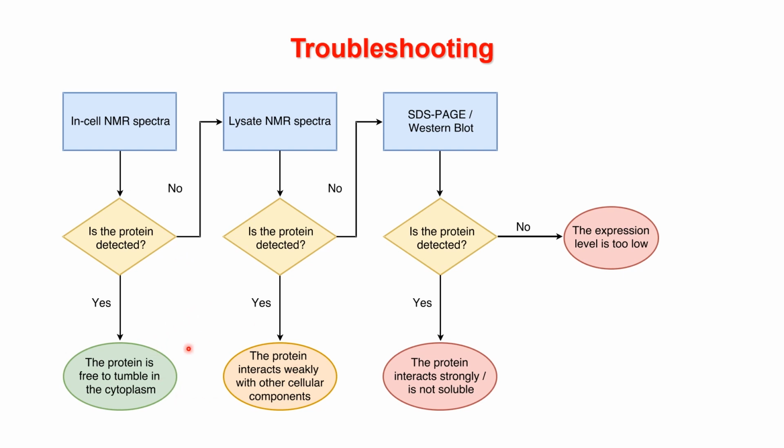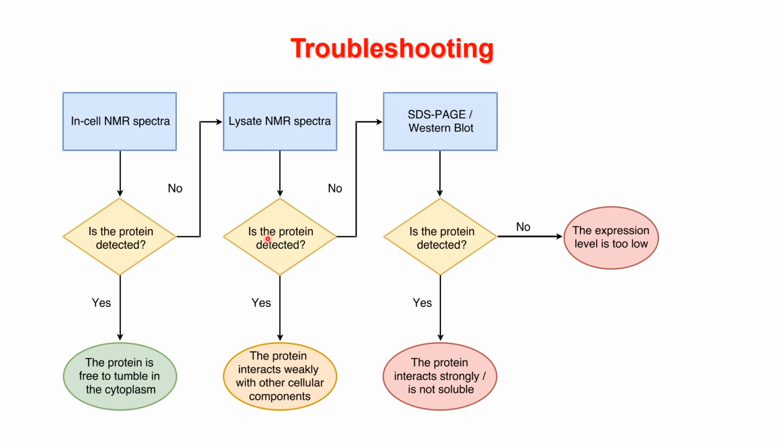If you see the protein, it means that the protein was in the cells, it didn't leak out before you prepared the lysate, but it's still interacting. It means that inside the intact cells, it was interacting with other cellular components, and that would cause a slowdown in the tumbling rate and then a broadening beyond detection of the signals.